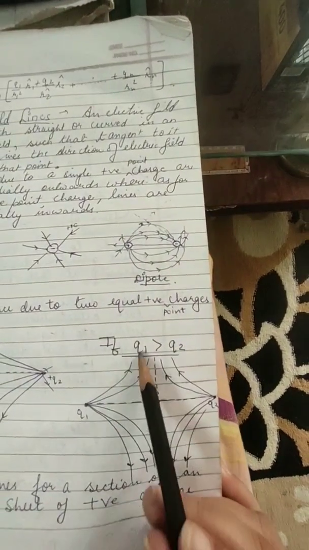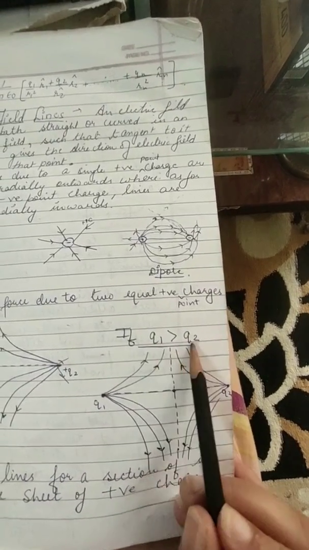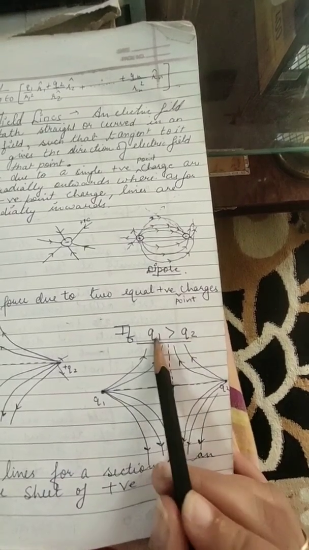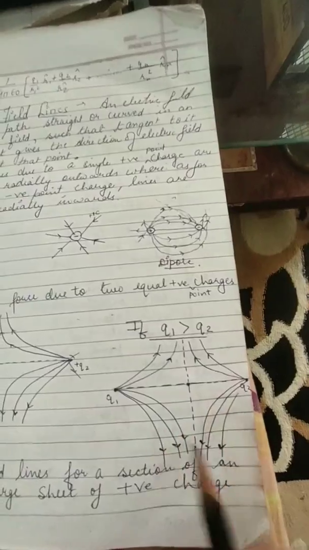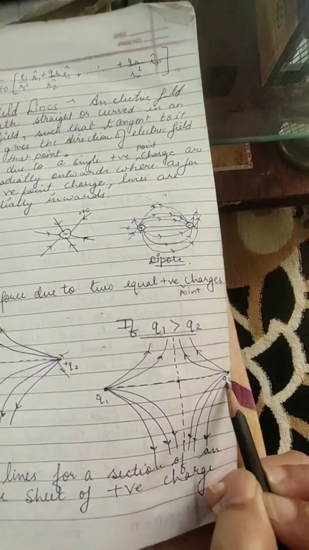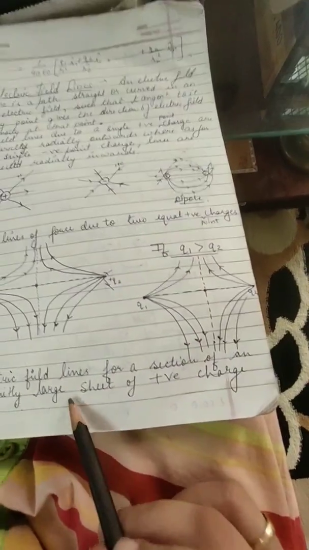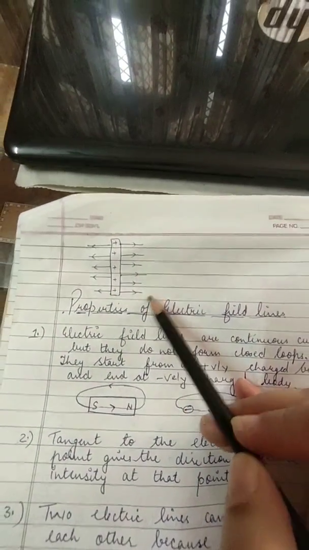If we are considering Q1 greater than Q2, meaning the first charge is greater than the second positive charge, which is again positive but smaller as compared to it, then the direction of the electric field will be outward, but it will be more towards Q2, because Q2 is having a smaller charge. Electric field lines for a section of an infinitely large sheet of positive charge, then the direction of the electric field will be shown by this.